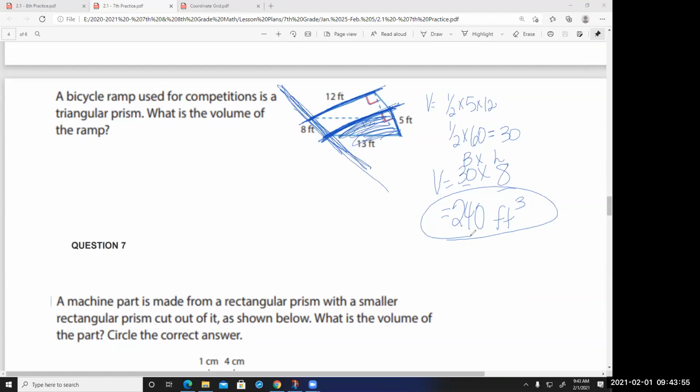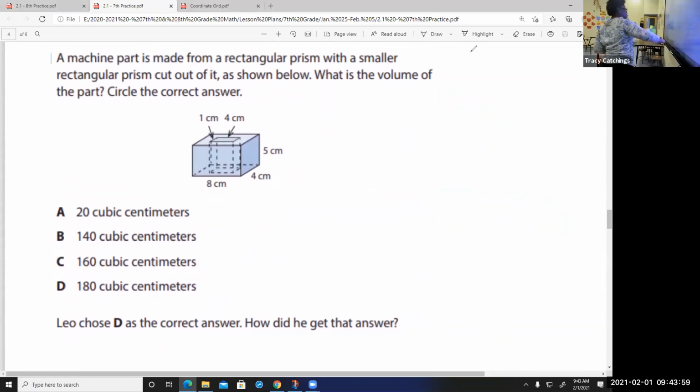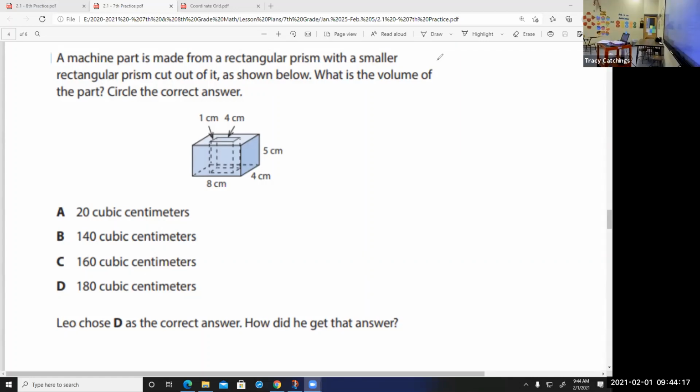No, ma'am. All right. Somebody read question 7 to us. A machine part is made from a rectangular prism with a smaller rectangular prism cut out of it as shown below. What is the volume of the part? Circle the correct answer. All right, so we got one prism and then they cut a smaller piece out of it. What do we need to do?